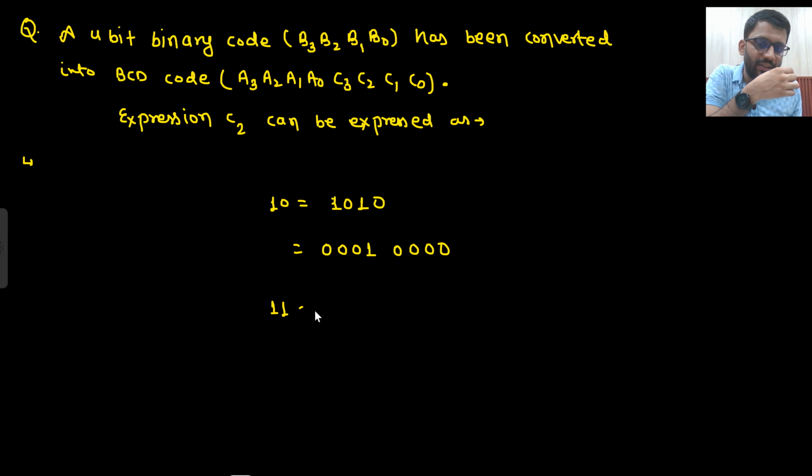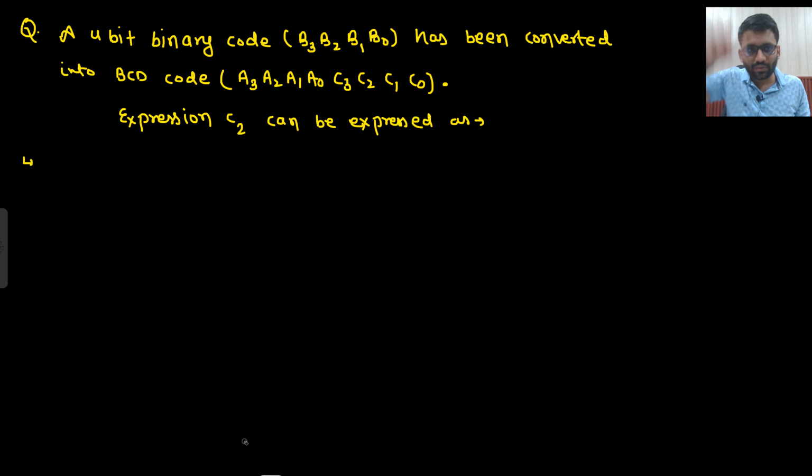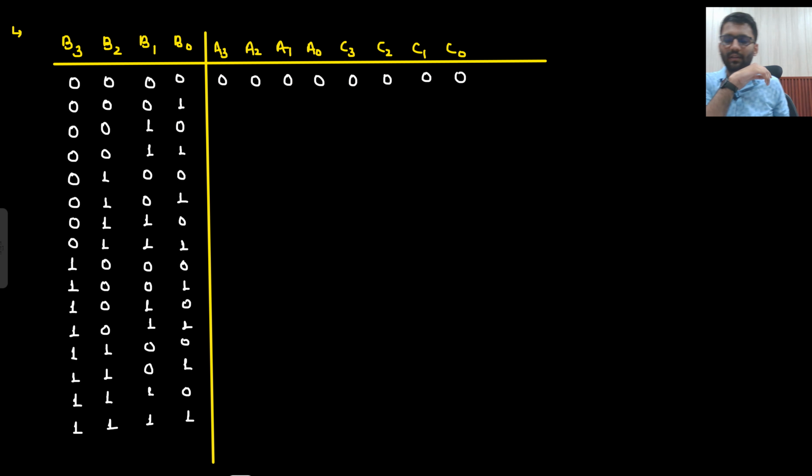11 you can easily denote, right? 8 to 11. But here you would require 2 bits. That would be 11. That this would also be 1. So this is 1 and this is 1. So that's the thing. That's why they have given 8 bits. So make the truth table on your own and tell me the expression of C2. Now let's see the solution.